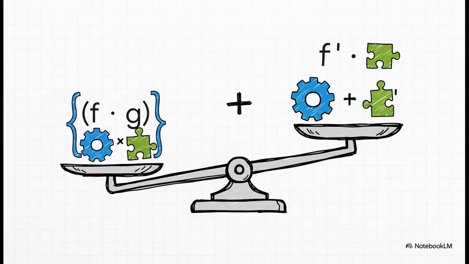Now, here's the formula for it, and I know, at first glance, it might look a little complicated, but it's really just a simple, balanced pattern. All you do is take the derivative of the first part and multiply it by the second part untouched. Then you add the first part, untouched, multiplied by the derivative of the second part. It's got a really nice rhythm to it once you get the hang of it.